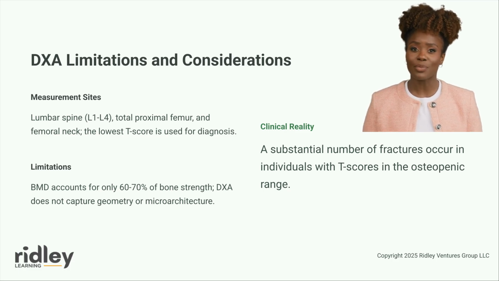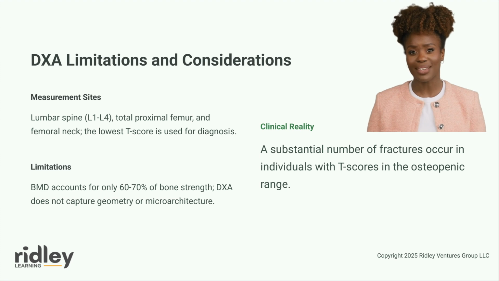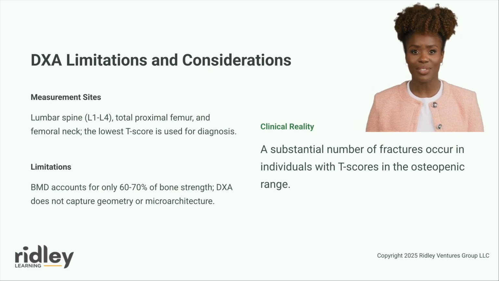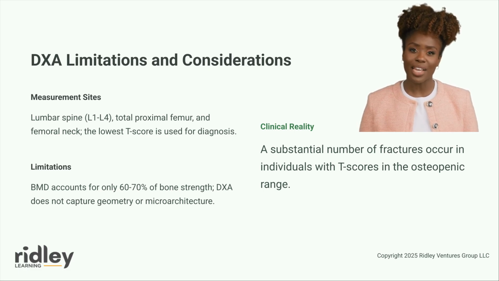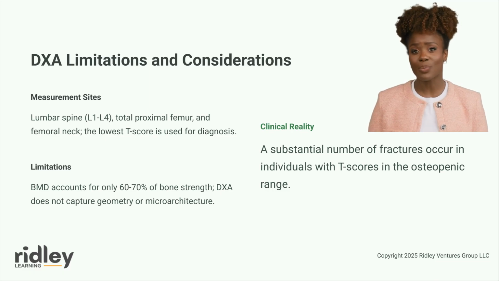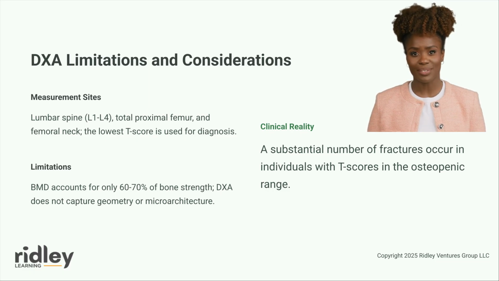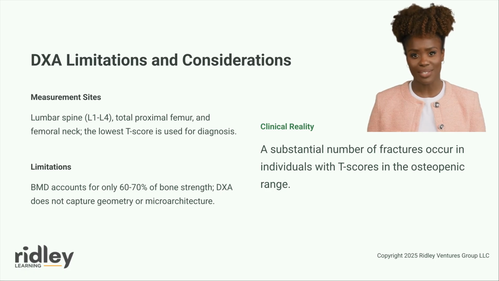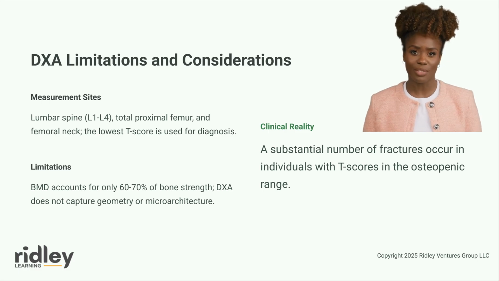The lumbar spine provides high trabecular bone content and sensitivity to metabolic changes, but may be artifactually elevated by degenerative changes, aortic calcification, or vertebral compression fractures in older adults. The hip sites are less affected by degenerative artifacts and are particularly valuable for predicting hip fracture risk, which carries the highest morbidity and mortality among osteoporotic fractures.